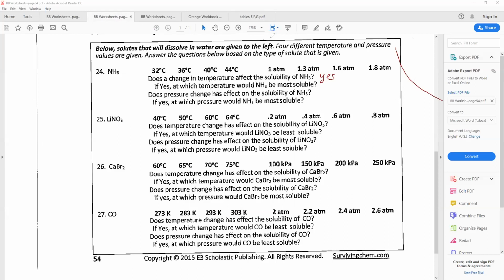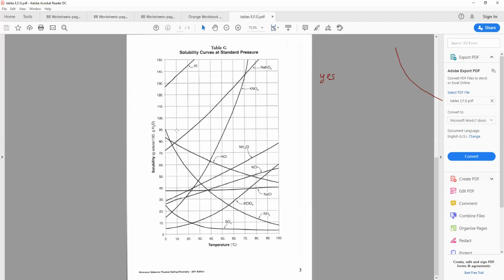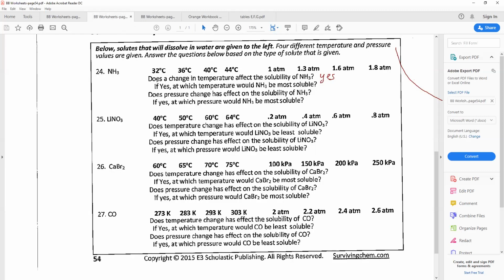Let's go on table F, let's see it. Where would it be more soluble? Where there is NH3. It would be more soluble, look, 90 grams of NH3 dissolve in 100 grams of water at 0 degrees Celsius. But as the temperature increases, the solubility decreases. So if I go back over here, where would it be most soluble? It's going to be more soluble at the lower temperature. And the lower temperature is 32 degrees Celsius.